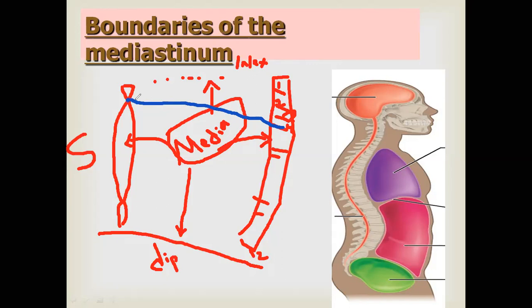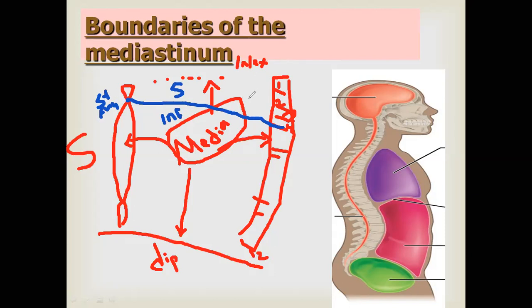This is an imaginary line from where? From the sternal angle, or angle of Louis. It is very famous. This line divides the mediastinum into the superior mediastinum, and inferior to this line is the inferior mediastinum. We now have two mediastinums, one superior and one inferior.